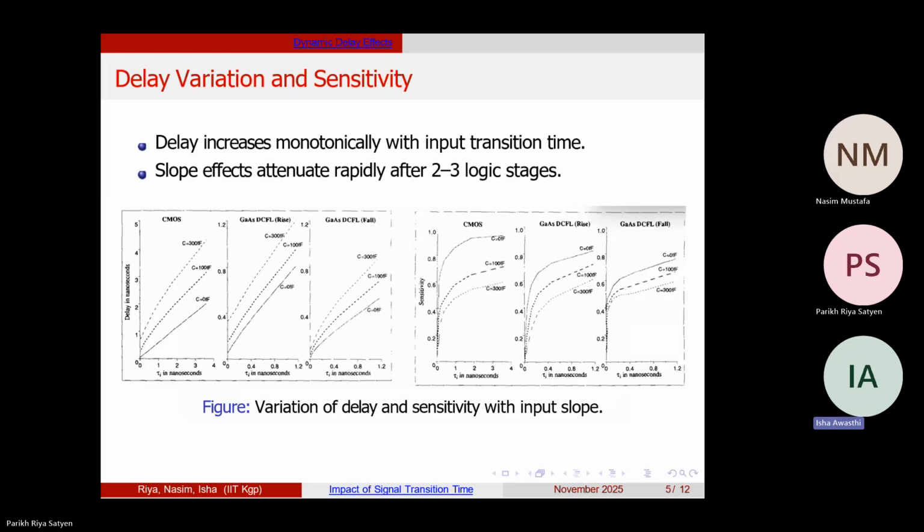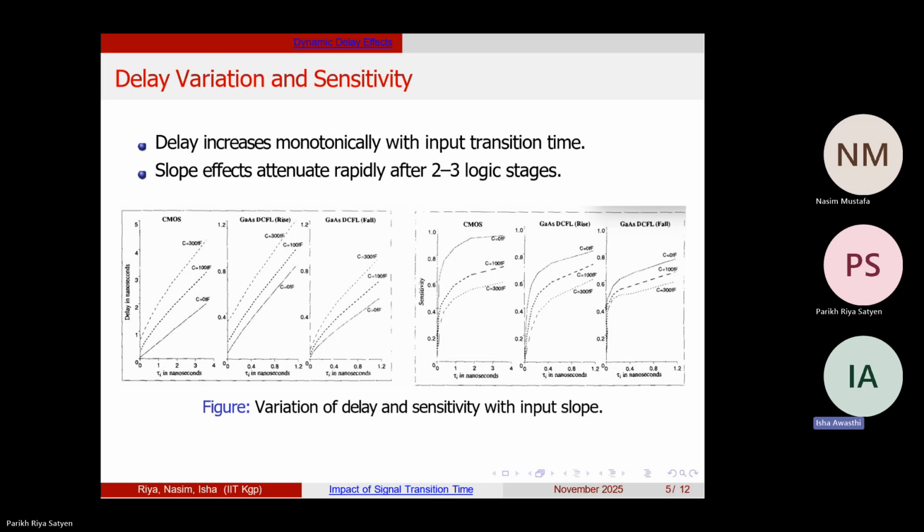This slide shows how both delay and sensitivity vary with input transition time. As the input slope becomes slower, the delay increases, but the rate of increase decreases. As indicated by the sensitivity curves, sensitivity values less than 1 mean that any delay variation introduced by slow input transitions will attenuate rapidly over successive stages.